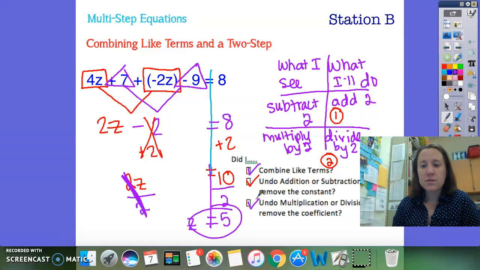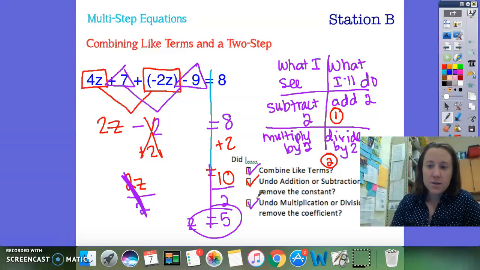And once you're finished with the video, you should do the sample problem that's got all the cutout strips. You're going to put that in order in which you would solve it, and then you're going to label each step with combining like terms, undoing addition or subtraction, undoing multiplication or division. And then there's the 2 practice problems on your capture sheet to try with your group. And the next station that you go to will be a little bit different from what we've talked about in class so far. It's variables on both sides.